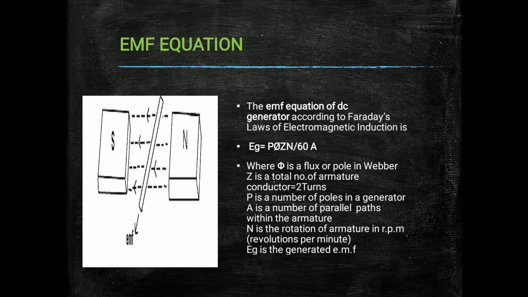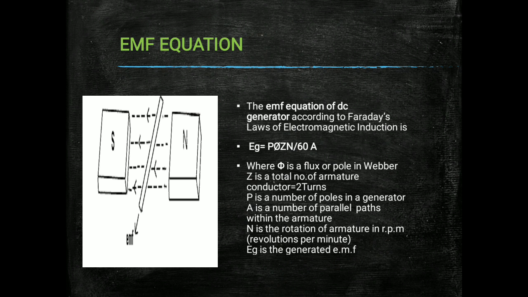So here N and S are two poles. Between these two poles there is magnetic flux, and if we rotate the conductor between them, the conductor cuts the flux, and EMF is induced in the conductor. So the number of conductors equals Z, P equals the number of poles, A is the parallel path. Parallel path means the parallel conductors between two brushes, and N is the speed of the armature in RPM.